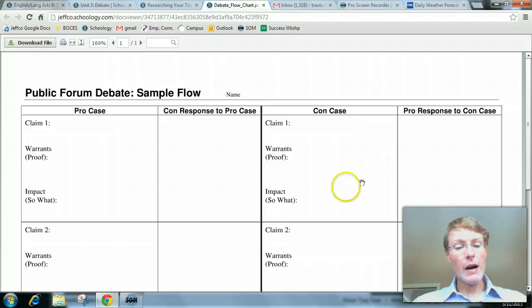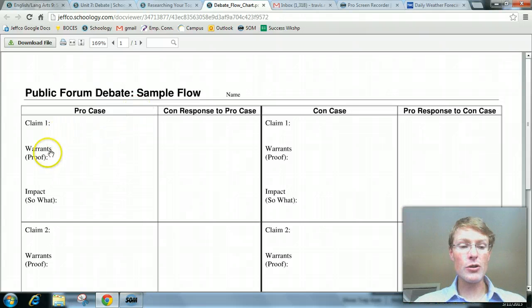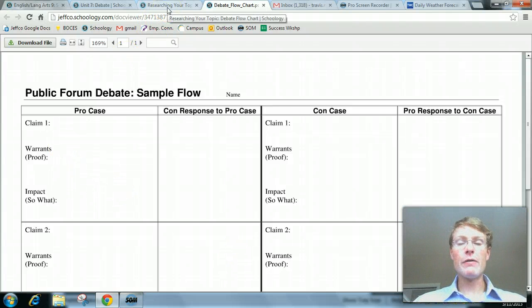The second half, the right side of the chart, is really the same as the left side, except you're looking at the other side of the issue. So again, you're going to have to do a little bit of research here. Please make sure that you are tracking your sources. So again, that would be the warrants piece. My advice for those warrants, for that evidence, is put in a direct quote and also put in the link where you got it so that you can go back to that source later on when you're actually writing out the debate.